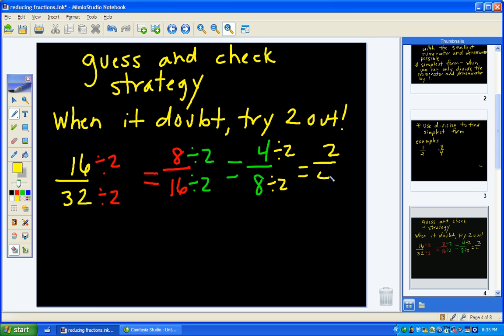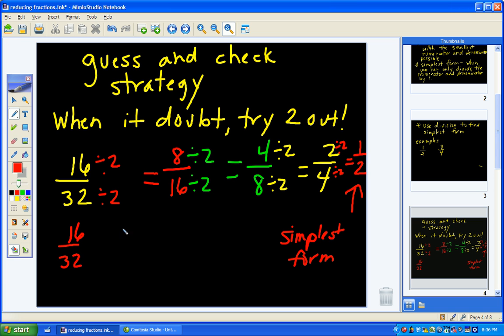And I get 2/4. Once again, I sit there and say, well, still not where I need to be. I need to divide by 2 again, and I get 1/2. 1/2 is simplest form. My guess and check strategy sometimes takes me a little bit longer than the other method I'm going to show you, the other strategy. I could have said 16/32.